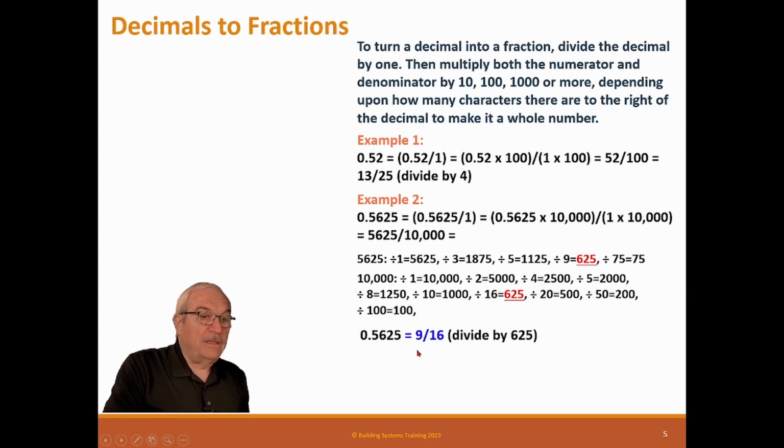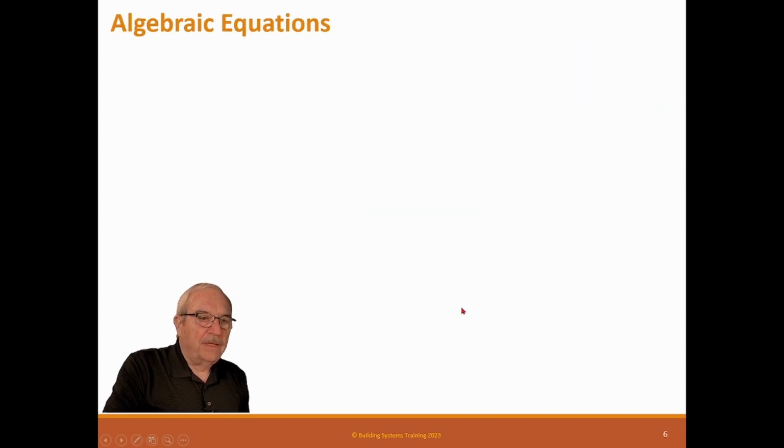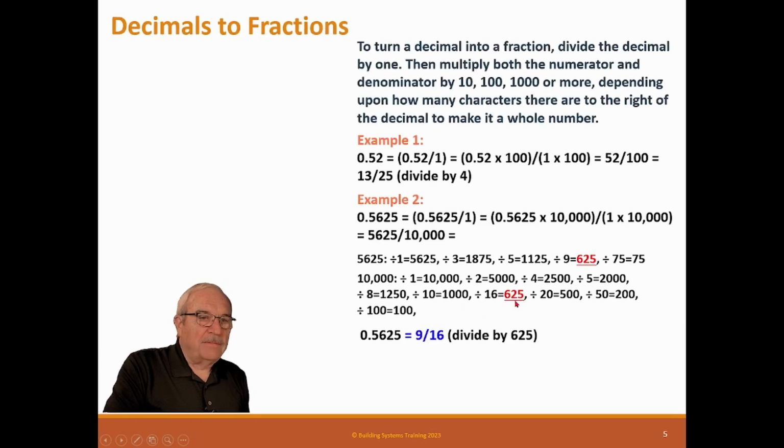So what that means then is we take our 9/16. If you take 5625 over 10,000 and you divide the top by 625, you get 9. And if you take the bottom and divide it by 625, you get 16. So that reduces to 9/16. Now, most of you knew that 0.5625 is 9/16 by working in the field. But if it's a big number and you don't know, you have to go through this process.